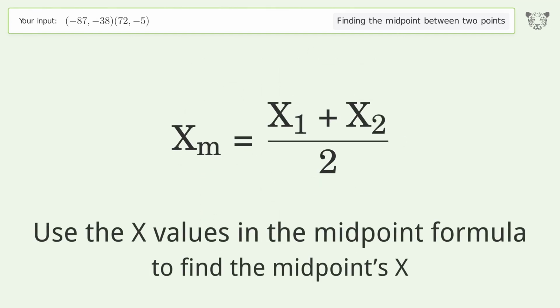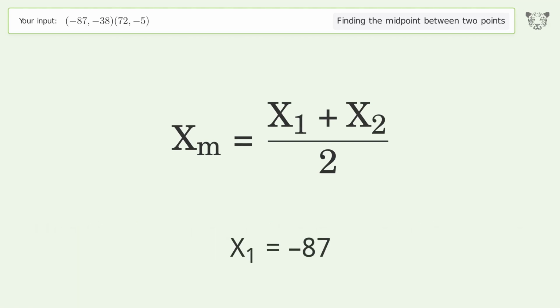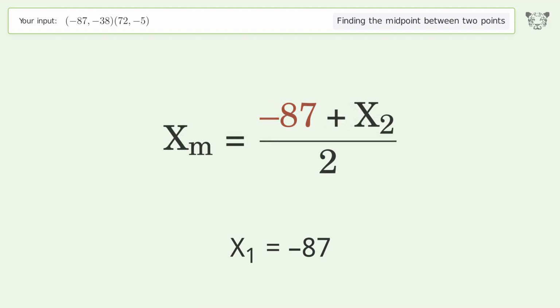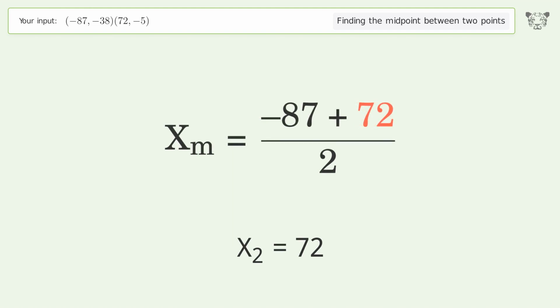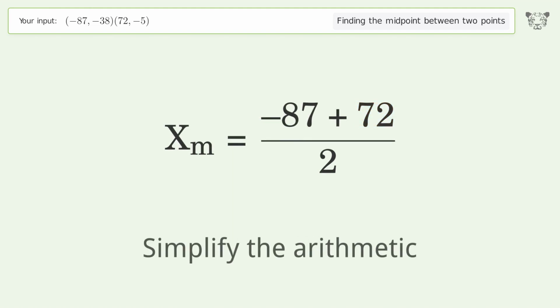Use the x values in the midpoint formula to find the midpoint's x. x1 equals -87. x2 equals 72. Simplify the arithmetic.